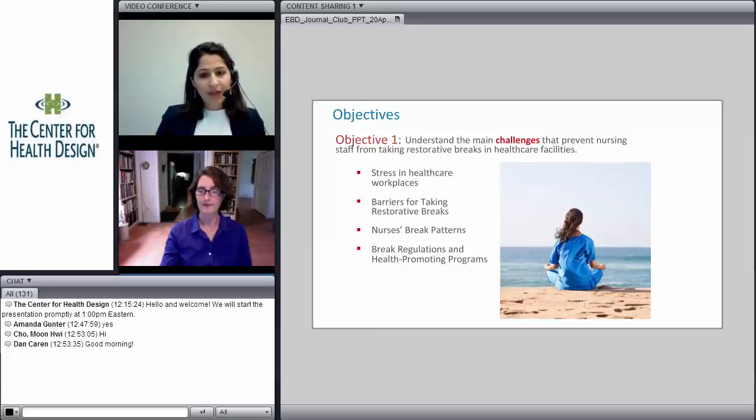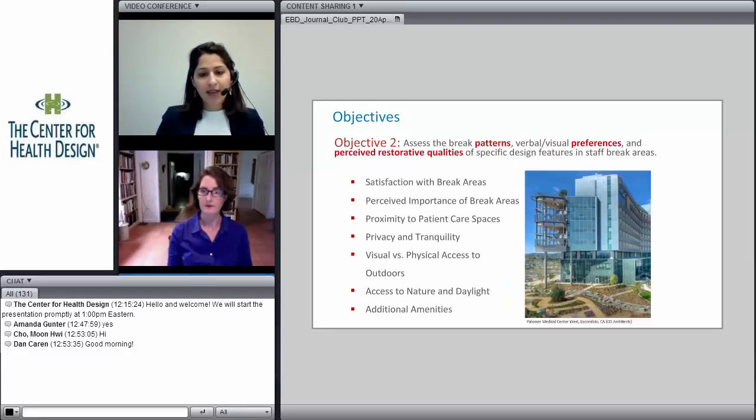So one of the main objectives of this study was understanding the main challenges that prevent nurses from taking those restorative breaks in healthcare facilities. And the second objective was assessing their break patterns, seeing what their verbal and visual preferences are, and also their perceived restorative qualities of those specific design features in staff break areas.